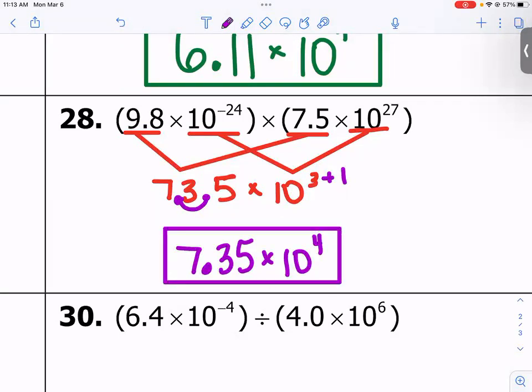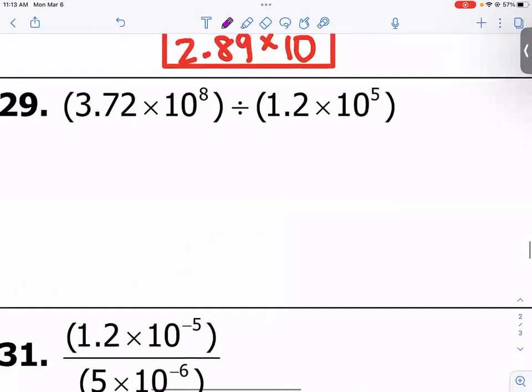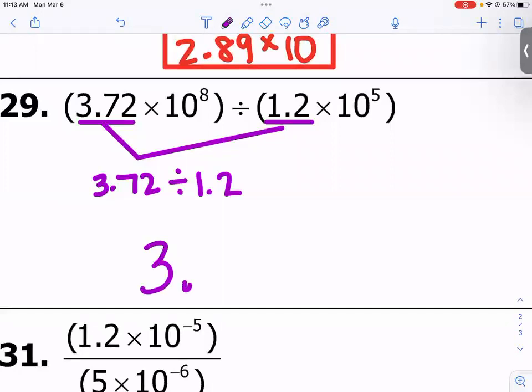Excellent. All right, now let's talk about what happens if we're dividing with scientific notation. In number 29, we have a division problem. Look, people, it's going to go the same way, where we need to take these numbers right here and actually perform the division. So I need to know what 3.72 divided by 1.2 is. 3.1. 3.1 exactly.